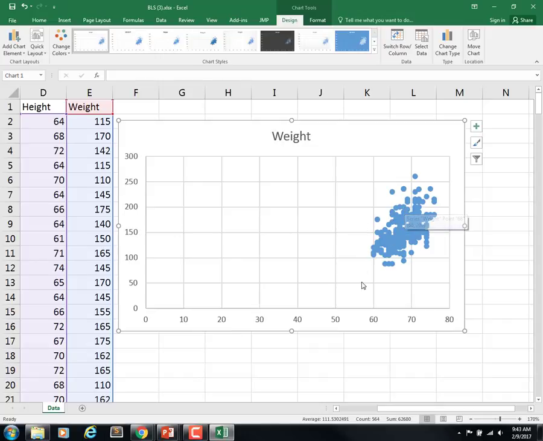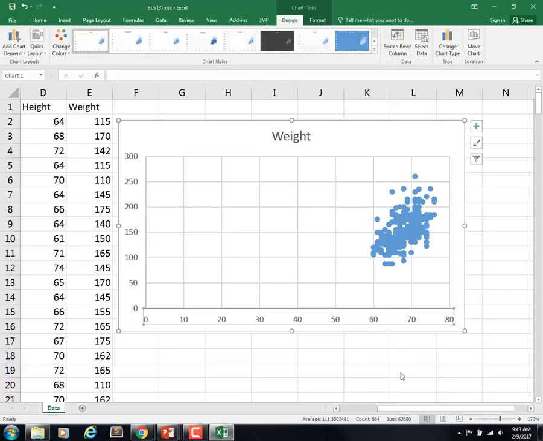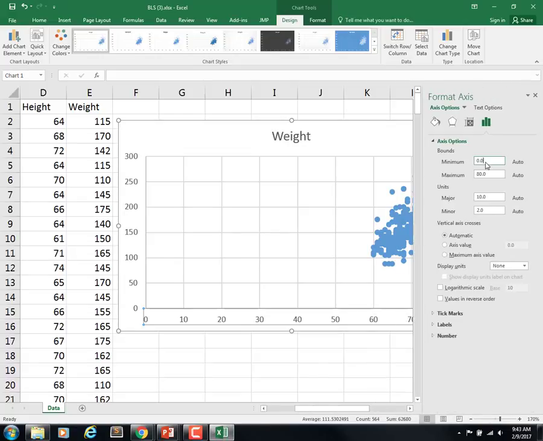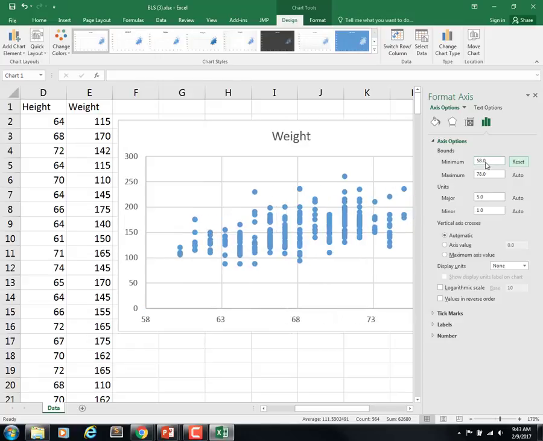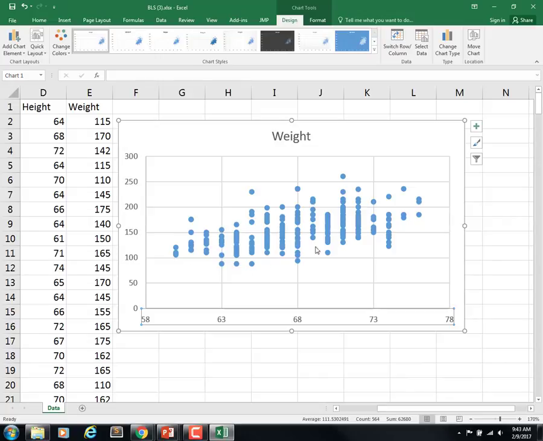So what we want to do is fix the axes. So it looks like we're down here for height, somewhere around 60 is the minimum. So let's right-click on the axis, the x-axis, do Format, and change the minimum to, let's try 58 and see what that does. Okay, it doesn't look like we lose any data that way. And then let's close it. Now that's a little more readable, right?